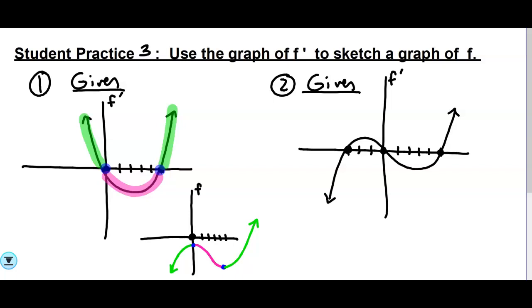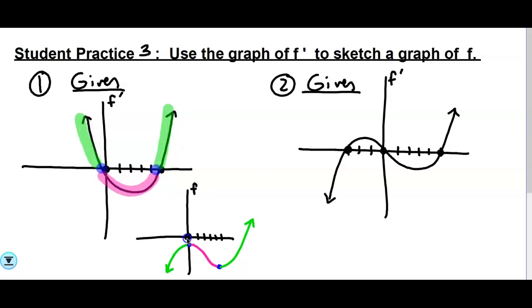Okay, so here's the answer to number 1. You guys check that. F prime is above the x-axis in the green highlighted region there. So when you look at the graph of f, the green lines are increasing lines. They're going in an upward direction as we move from left to right.